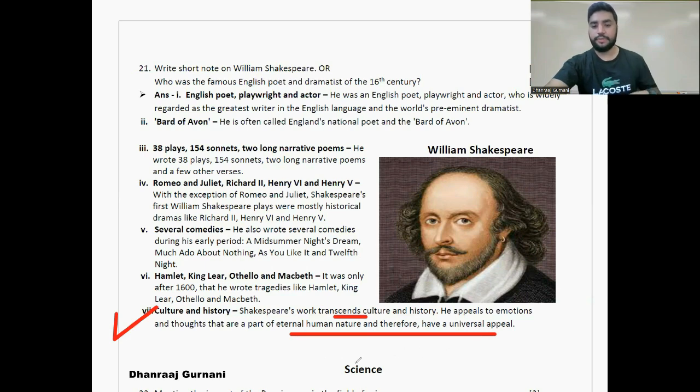So his works speak about culture, about history, and about the society of that time, and thoughts that are a part of eternal human nature, that is human psychology. It speaks about human thoughts which were the same during those periods as well as today. So that's why his writings and his work have a universal appeal.